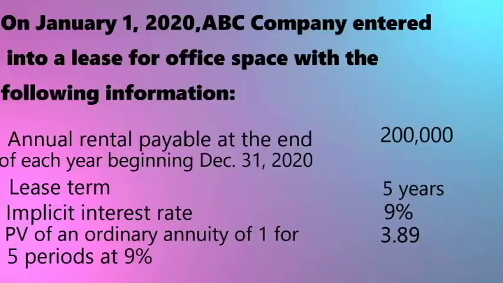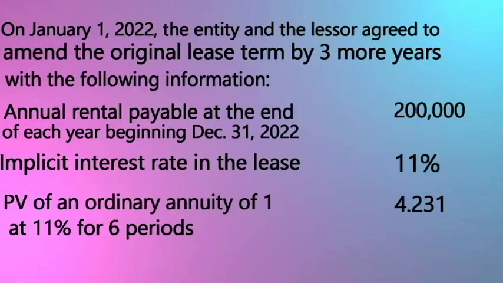ABC Company on January 1, 2020 entered into a lease for office space with the following information. Annual rental payable at the end of each year beginning December 31, 2020, 200,000. Lease term, 5 years. Implicit rate in the lease, 9%, and present value of an ordinary annuity of 1 for 5 periods at 9%, which is 3.89. On January 1, 2022, the entity and the lessor agreed to amend the original lease by extending the lease term by 3 more years with the following information.